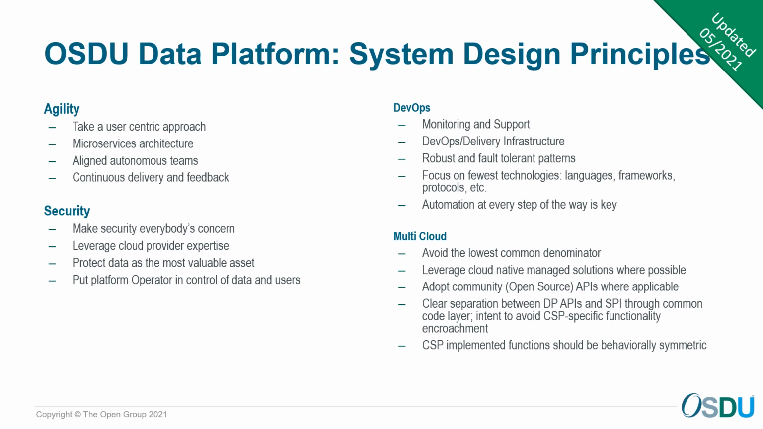And then the last one in DevOps is that automation at every step of the way is key. There is this notion that anytime there is human interaction in something that is repeatable, it's considered a defect. If you really want consistent behavior and consistent flow in terms of the development, you really need to be focusing on automation. And then the last area is the multi-cloud side of it.